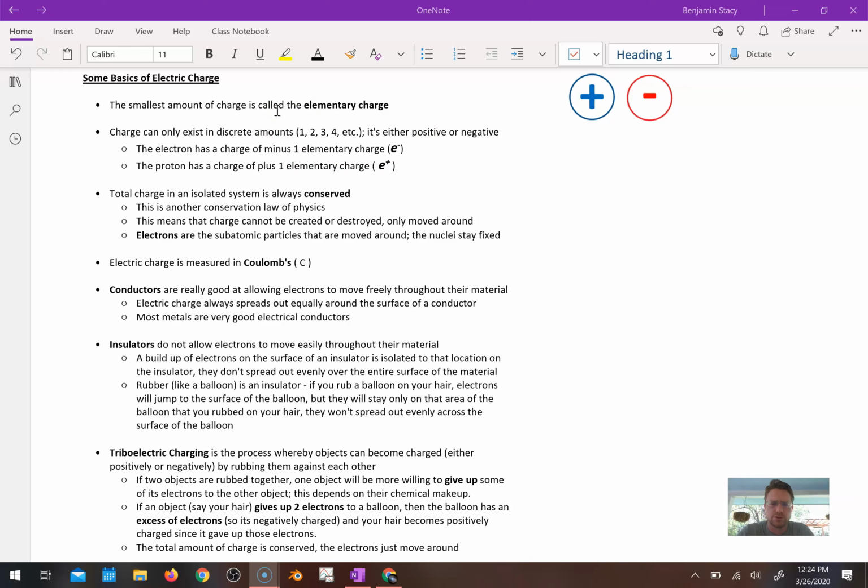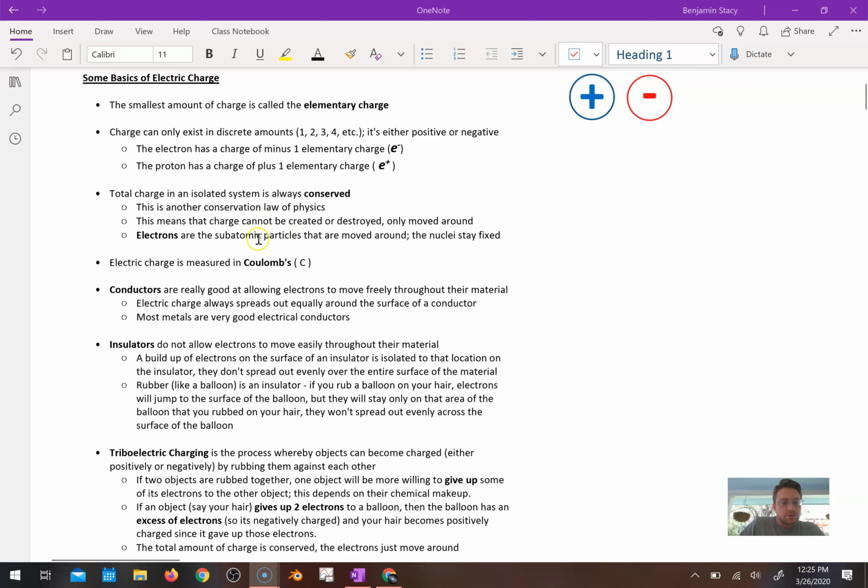You can't have 2/3 charge or 1/3 charge until you're talking about stuff smaller than the nucleus, like quarks. But for the slightly larger scale, everything's just incremental, integer, discrete amounts of 1, 2, 3, 4, 5, etc. of charge. The total charge in a system is always conserved. So charge isn't being created or destroyed, it's just moving around.